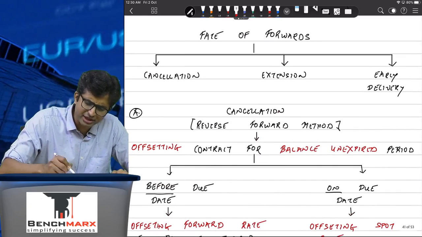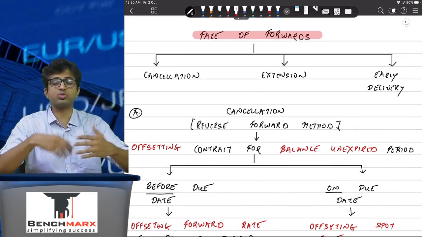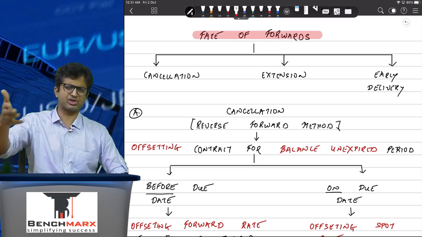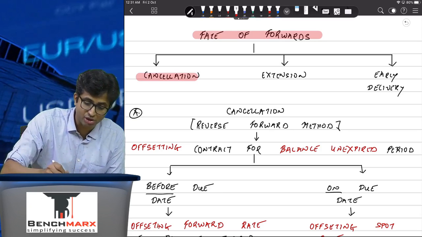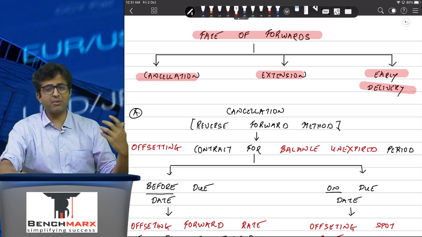Now there is this fairly complex topic of fate of forwards. Well, fate of forwards means what happens with forward. In the usual case, the forward is settled, in which case there is no problem. Your cash outflow or inflow has been agreed. However, what if you demand cancellation? What if you demand extension? What if you demand early delivery? Okay, what if you demand cancellation?